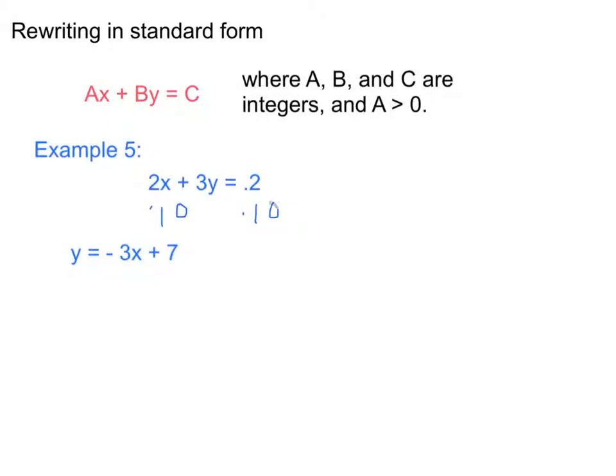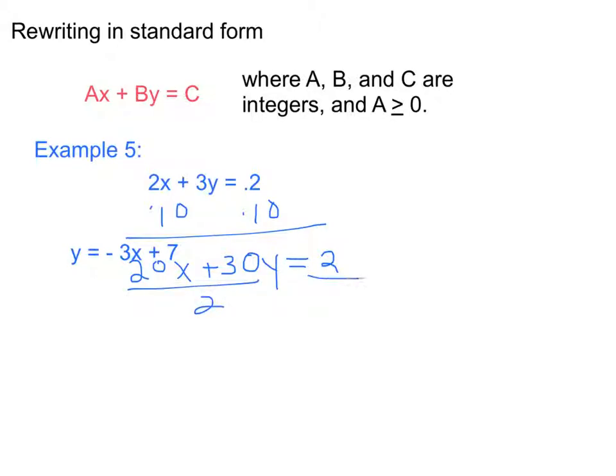And that just moves everybody's decimal. So it's going to be 20x plus 30y equal to 2. I don't have my good stylus, so I'm not writing very well. And now we can see that we actually have a common factor here. So multiplying by 10 caused us to have a common factor between them all. So now we need to divide everything by 2. So divide by 2, and so we really have 10x plus 15y equal to 1.